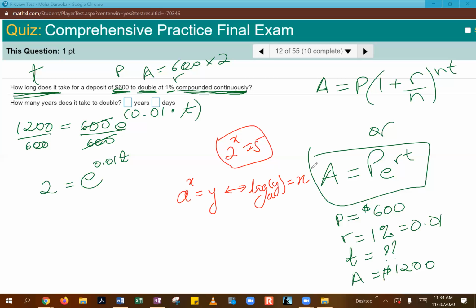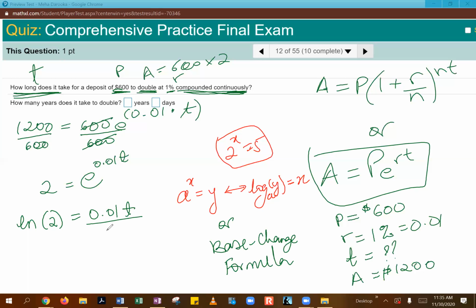So when you convert this into a logarithm, since this is a base e exponential function, remember you would have to use natural log over here. So you would basically have natural log of 2 equals the exponent, which is 0.01t, or use the base change formula. And then, to get t by itself, you would just divide by 0.01 and you would have your time.